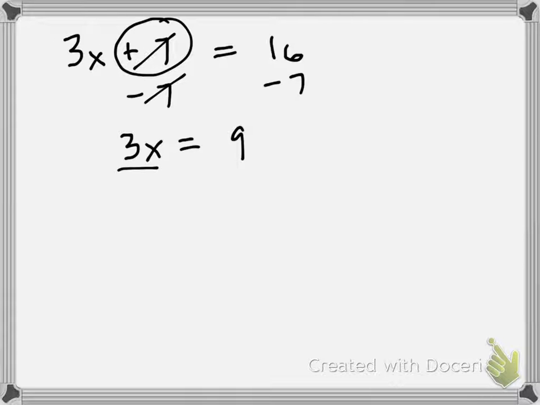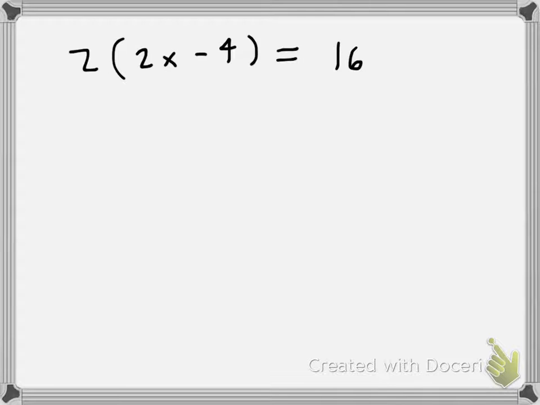So this is a multiplication. When we have two things right next to each other, the opposite of multiplication is division. So we're going to divide both sides by 3. This works because 3 divided by 3 is equal to 1, and 1x is just x. On the other side, 9 divided by 3, we work that out. We get 3, and we've got our x on one side by itself. That's how we know we're done. Once we get that x on one side by itself, we've got our solution.